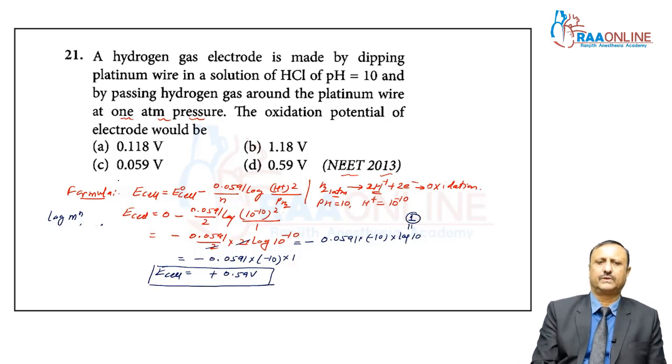My dear students, first of all you use this formula. Then H+ ion concentration is obtained from pH equal to 10. So, you can see here H+ ions is 10 to the minus 10, because we use the formula H+ equals 10 to the power minus pH. You put the concentration here, the pressure of hydrogen is 1 atmosphere, and get the answer. E cell is equal to 0.59 volt. So, my dear students, for question number 21, you get the answer 0.59 volt.